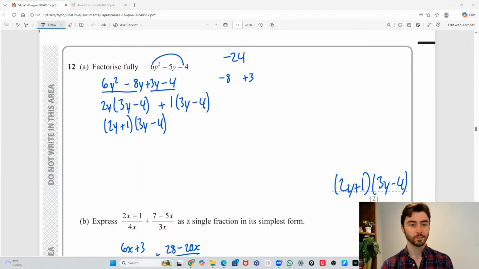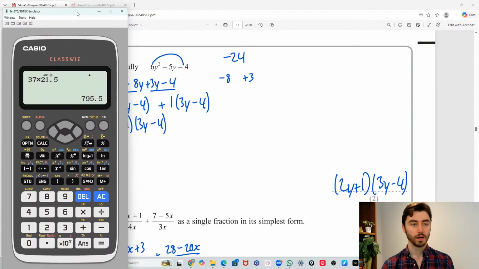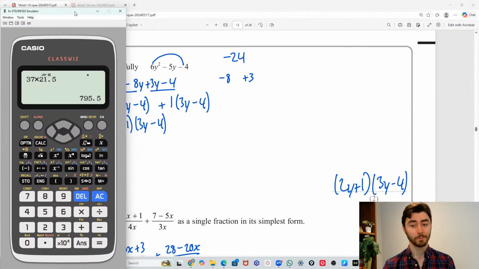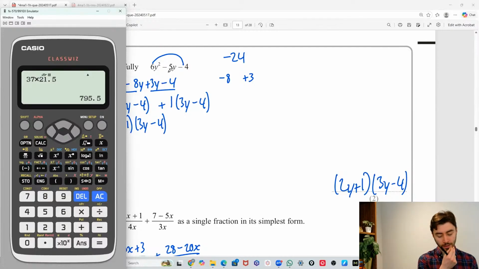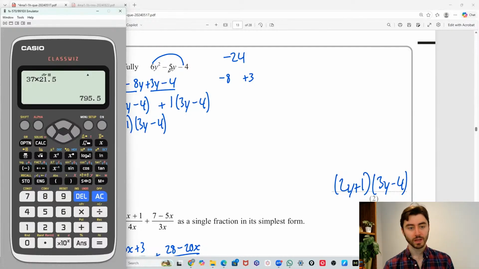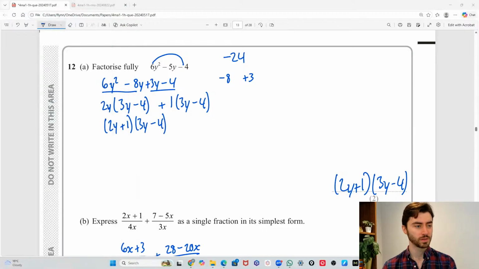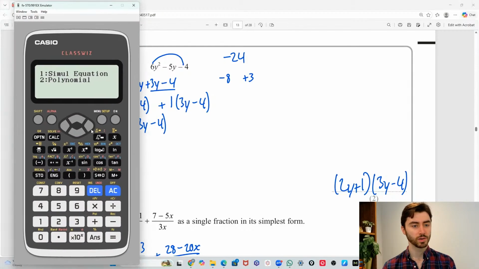Factorize fully this thing. A way you could do that, I don't really like it. Do you have the equation solver in here? I don't think you do. Do you? Let me check. I've never really used the equation on here. Okay, but you do have an equation solver. Hold on, let me show you what I did.